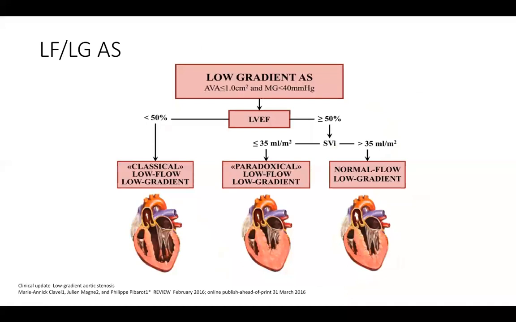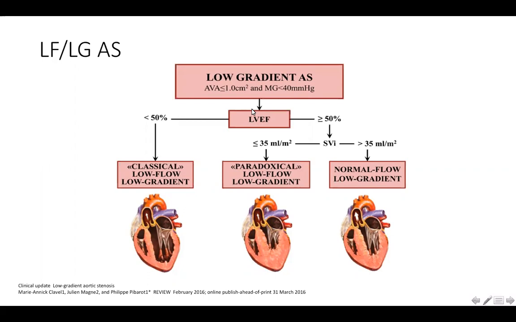Last week we talked about low flow, low gradient aortic stenosis. I have a couple of slides about that; it's a very interesting article. For my colleagues, the residents: low flow means a stroke volume less than 35 ml per meter squared, low gradient means a gradient less than 40, and aortic stenosis means an area less than 1. Our approach to low flow, low gradient: first of all, you need to know the ejection fraction. Is it preserved or not?